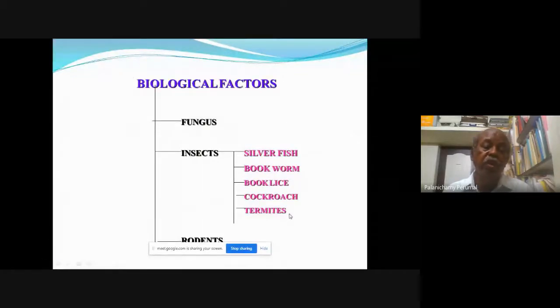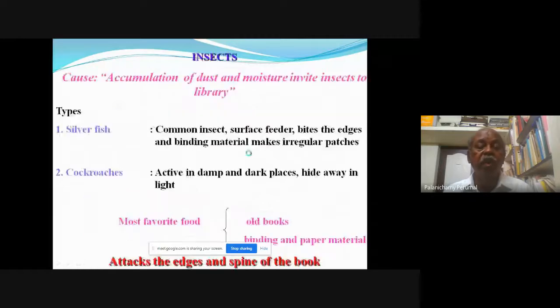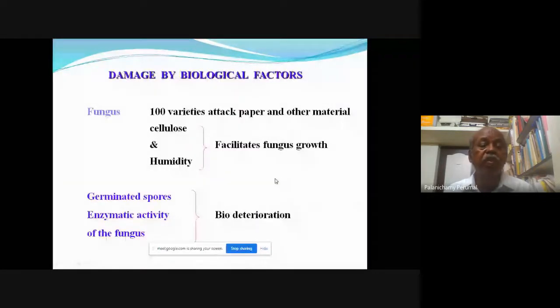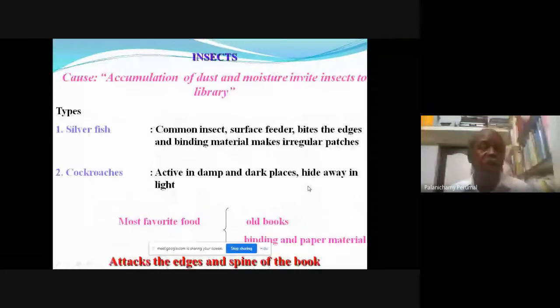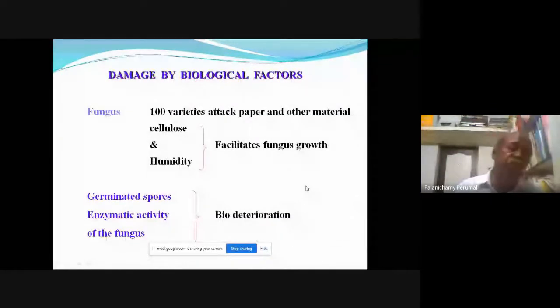And the rodents you have to control with various protections only. And this is the fungus, and there are various types of fungus. There is a yellow color, some are brown, and some are black in color also.